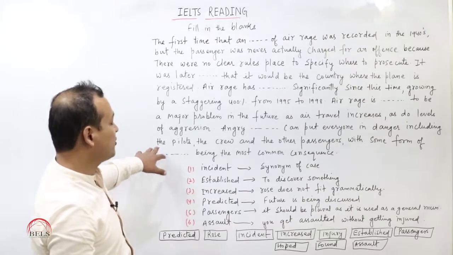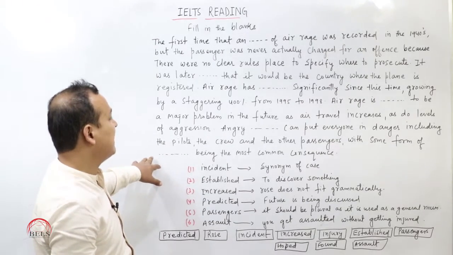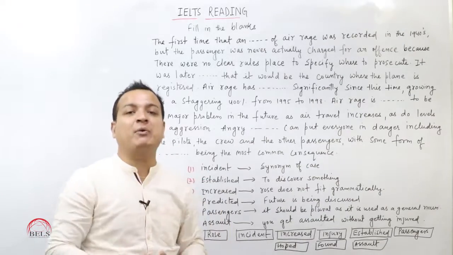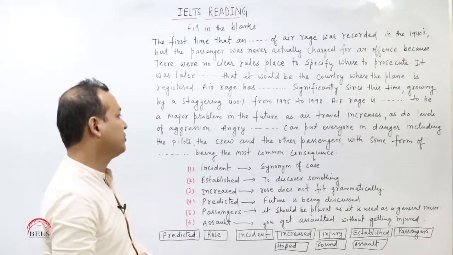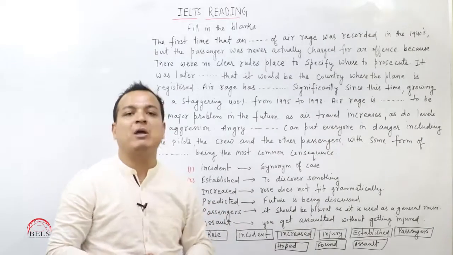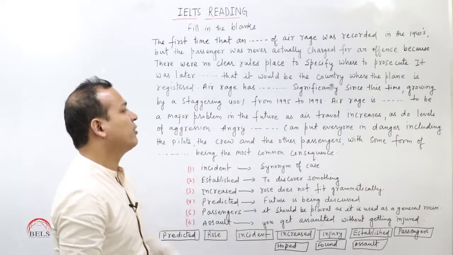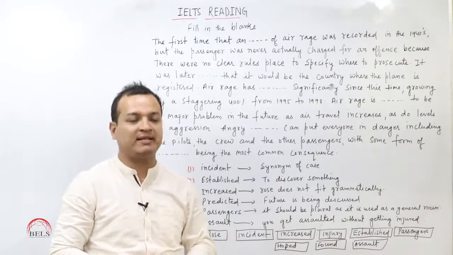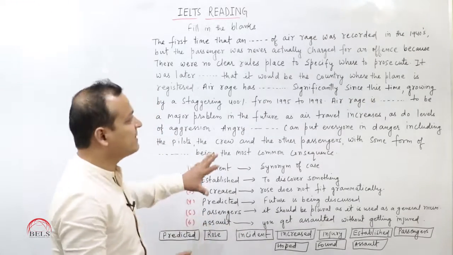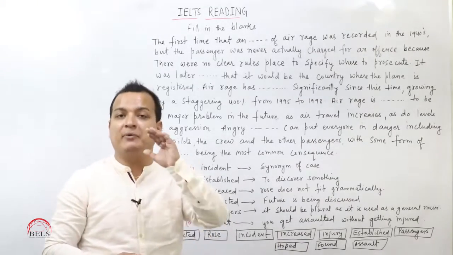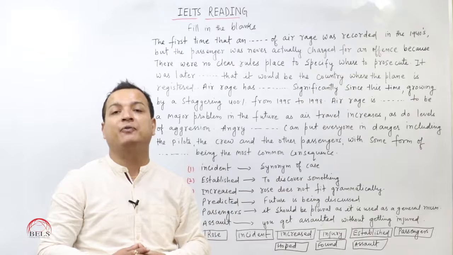Finally, assault. We have used assault now because you cannot get assaulted without injury. So without getting injured you have to get assaulted, being the most common consequence. That was the consequence of that. That's the reason we have used the word assault. This is the way to find out the answer, guys, and make sure synonyms are very important. Read the passage very carefully to figure out the answer.